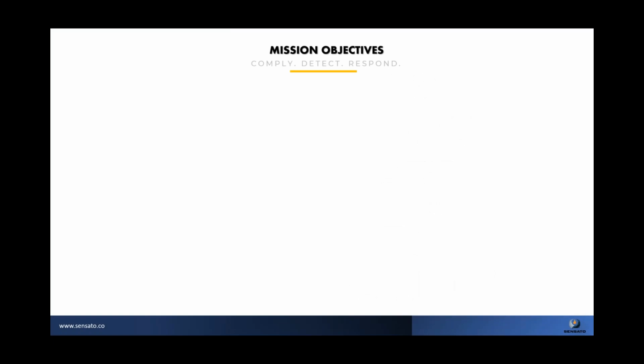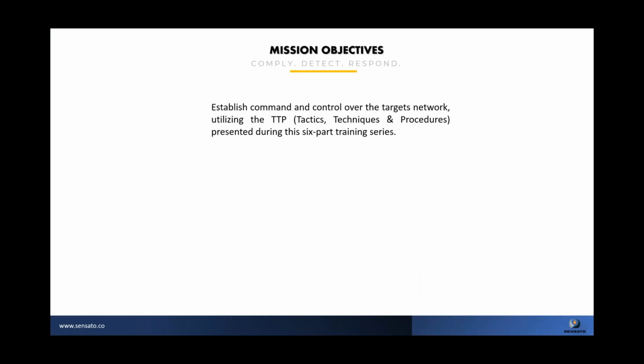So in these next few steps, we're going to walk through that whole process from the attacker's perspective, as to what we would do. We're going to talk about our mission objective, right? Our mission objective for this case study, if you will, is to establish command and control, right? And we're going to utilize the TTPs from the previous 5 sessions, or the 6-part series, and just kind of use that.